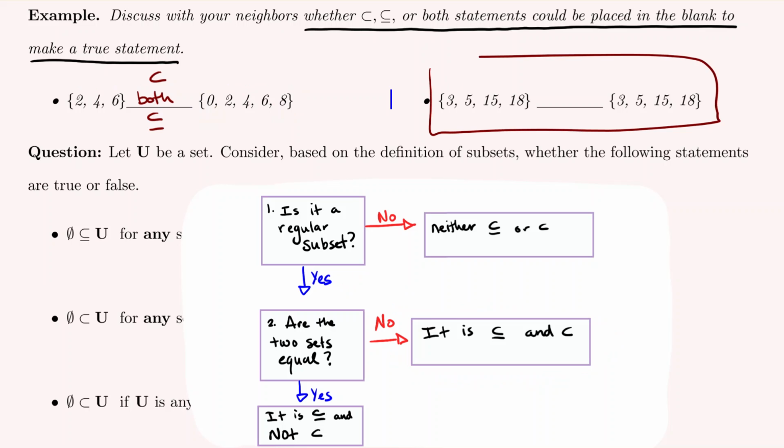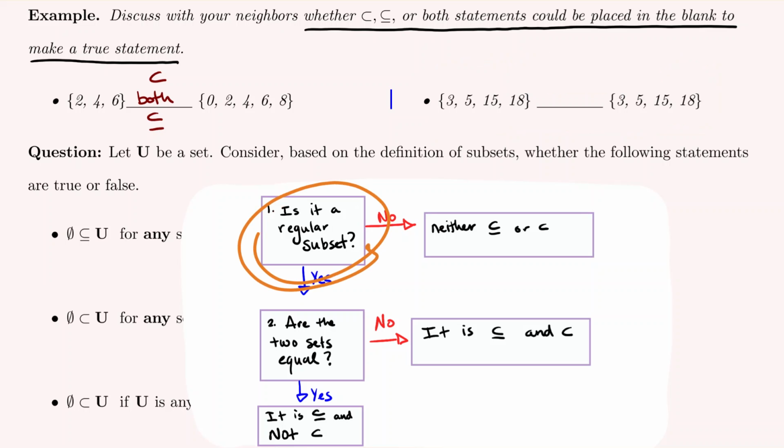Similarly, go through this example, check with the flowchart, pause the video, and unpause when you're ready to check your work. So we first begin by asking, is it a regular subset? We do that element-wise. 3 is in this set. It's also in this one. 5 is here, here, 15, 15, 18, 18. So it is a regular subset, so we go to the next question in our flowchart. Are the two sets equal? To see if two sets are equal, remember you just check is everything in one in the other, and is everything in the other one in the first.